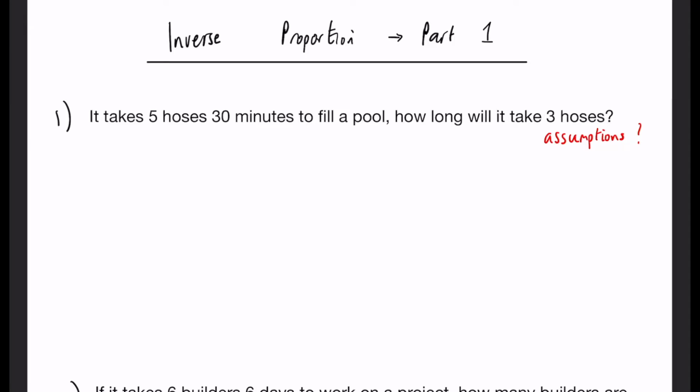In this video, we will be looking at inverse proportion, and just like the direct proportion videos, I'm going to split that into two parts. So this one is going to contain more wordy problems, and in the next one you will see we'll do more equation-based things. So let's have a look at question 1.